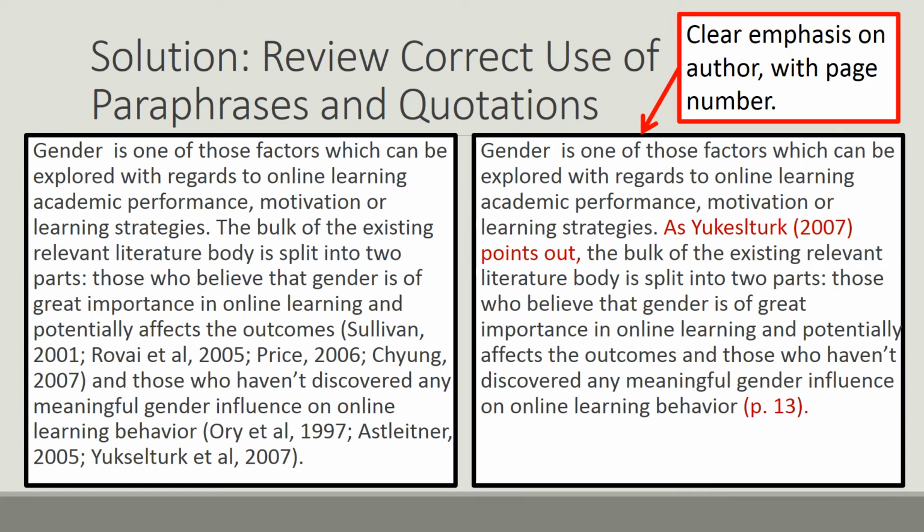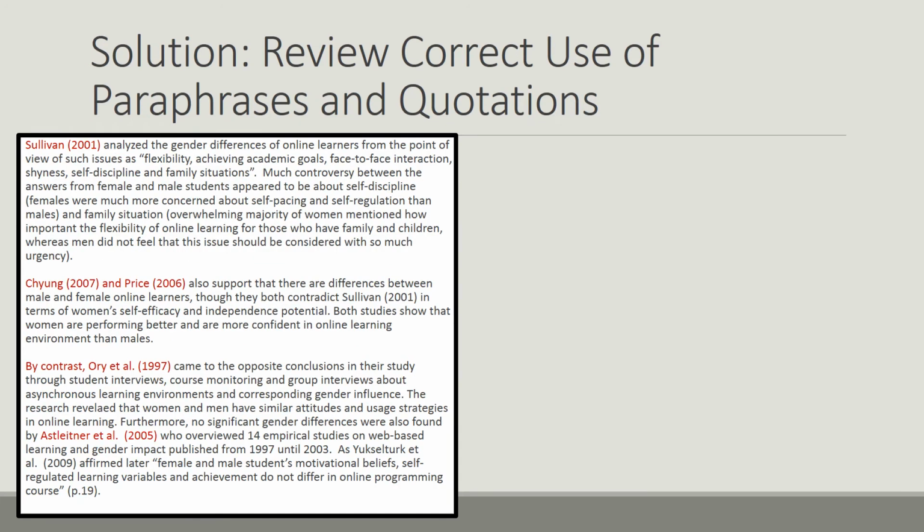Now, you'll notice here that there's a clear emphasis on the author and the date and the page number. Exactly, if you want to read more about this distinction, or if you want to see the exact examples, you'll notice that Sullivan, Rovai, Chung, they're all omitted here because that point of those specific authors is not so important. If we want to go find that, we can do that by looking at Yüksel-Türk. So that's the first part.